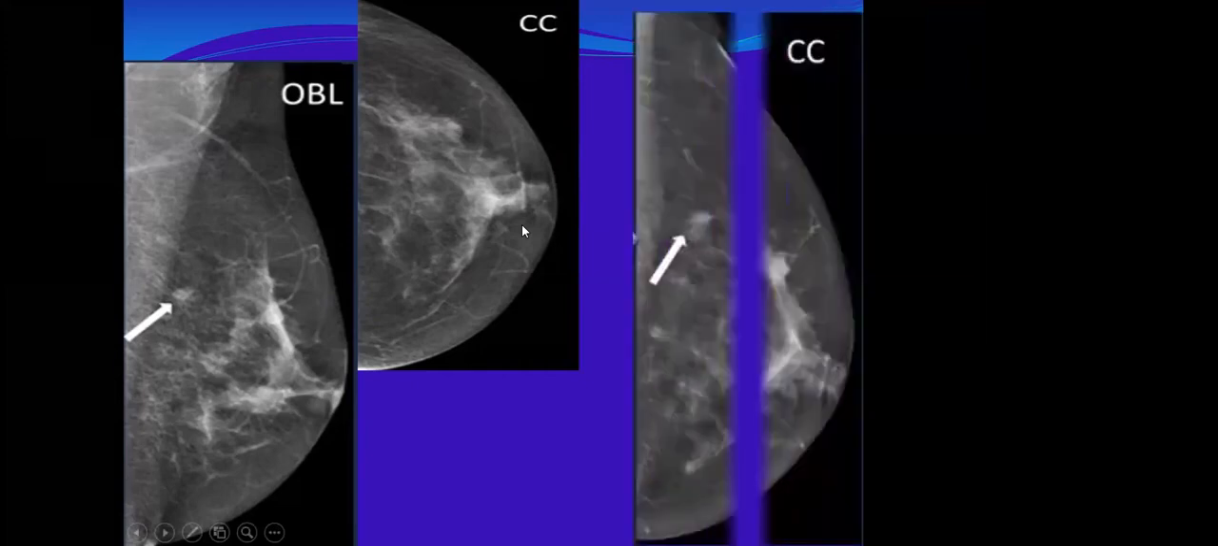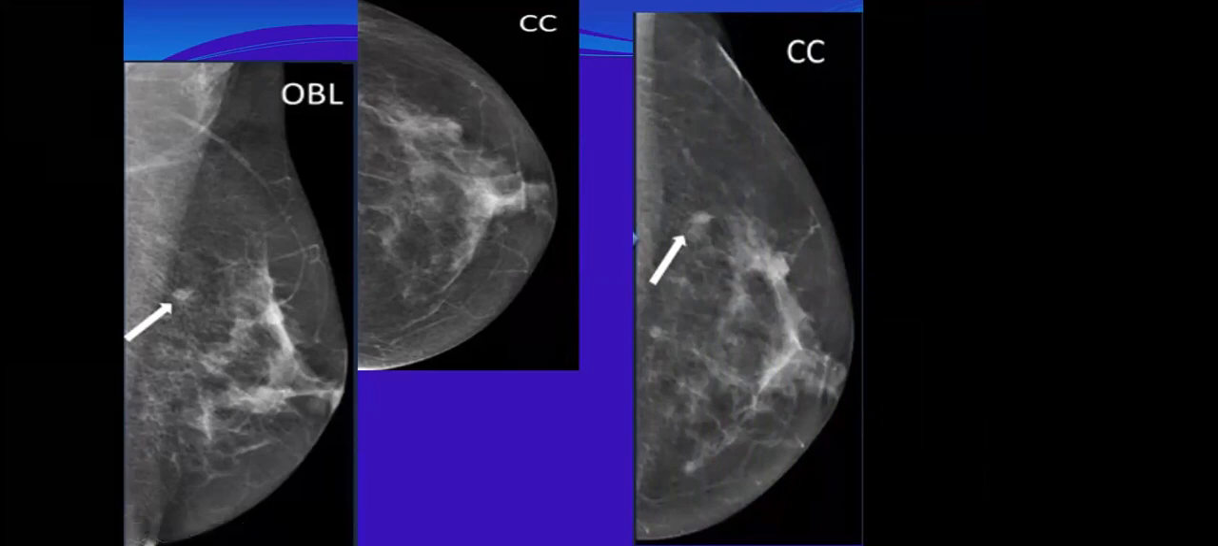Usually on the CC view, what is the area expected to be not included is superior and lateral. So I can do roll it, or I can do extended lateral. You see, this is a CC view. We said before, the extended lateral is the CC view.